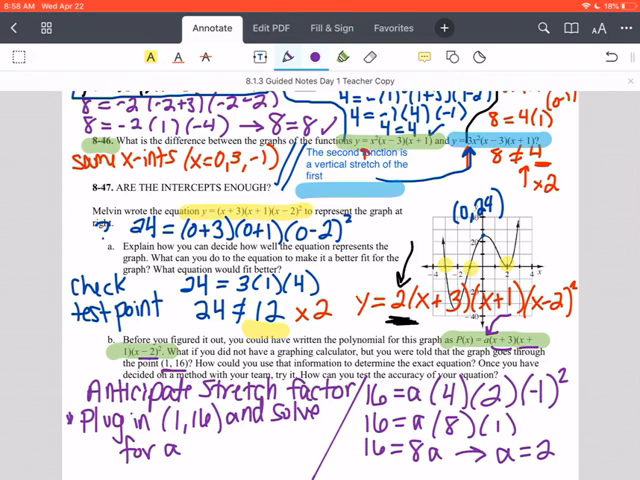So what is the leading coefficient or the stretch factor of the function P(x)? The stretch factor is 2. So you would replace a with 2. Okay, so a is not going to be in your final function. We're just trying to determine what that stretch factor is.